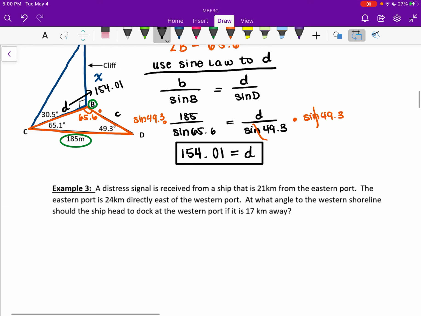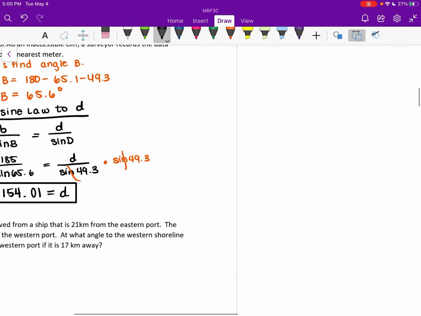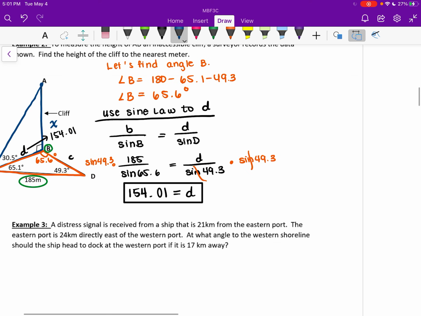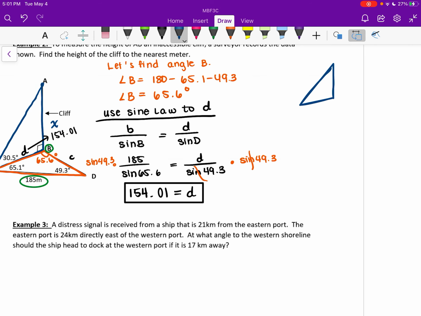So I have 154.01 is that side. So I'm just going to go in and redraw that blue triangle I had here, right? So it's a 90-degree angle. I know this side is 154.01. This is the side I'm looking for, the side of the cliff, and I don't know what this is. And I know that this angle is 30.5. I just took the blue triangle out so that it was easier to work with.